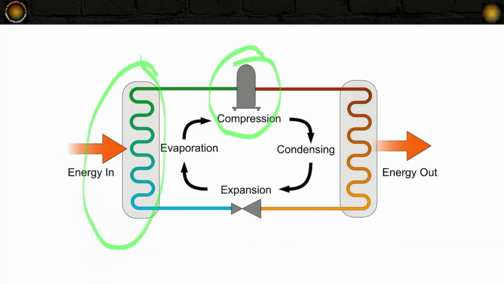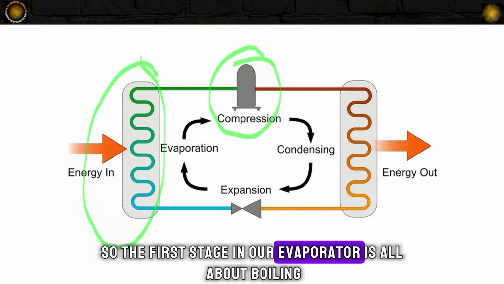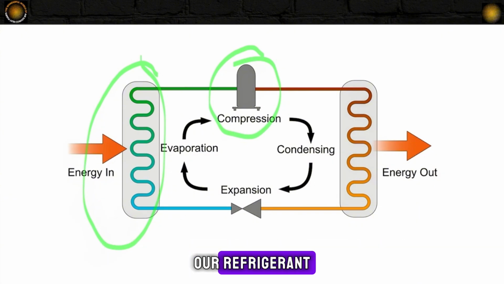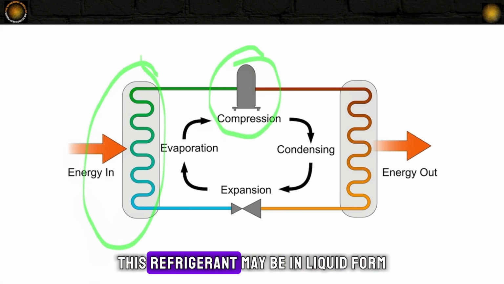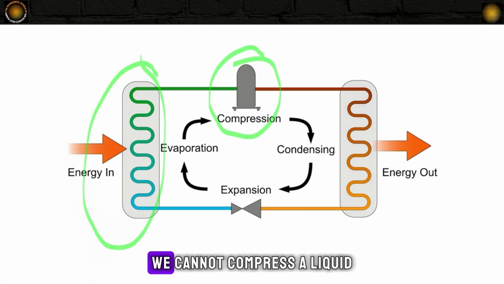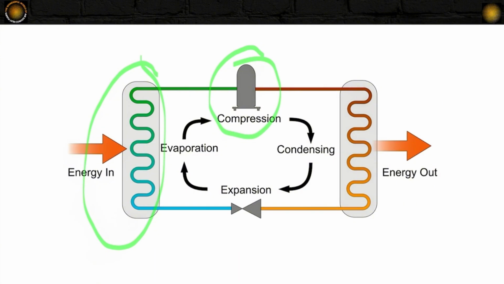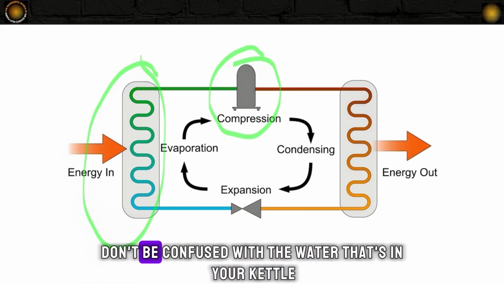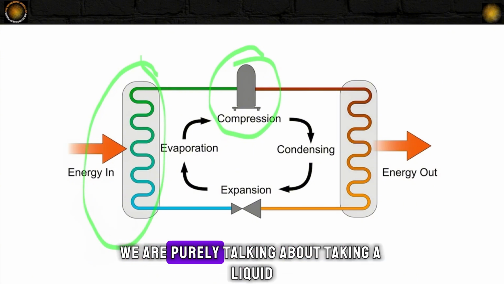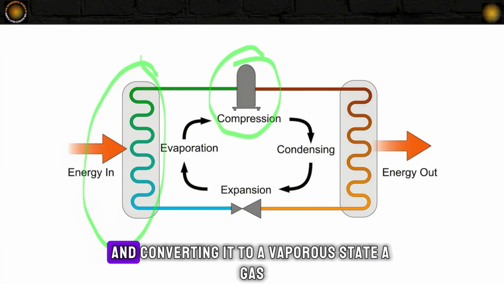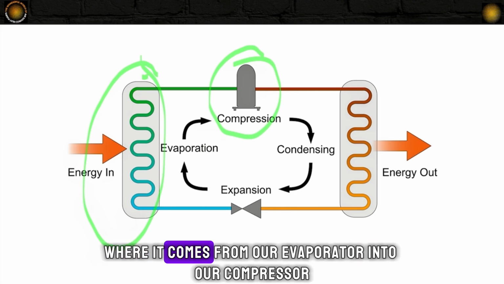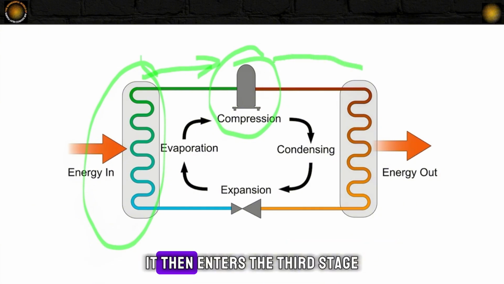So the first stage in our evaporator is all about boiling our refrigerant, because in some instances this refrigerant may be in liquid form. We cannot compress a liquid, we can only compress a gas. Now, when we talk about boiling this refrigerant, don't be confused with the water that's in your kettle. When we are talking about boiling, we are purely talking about taking a liquid and converting it to a vaporous state, a gas.